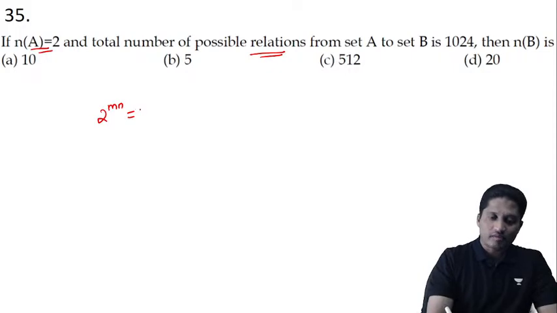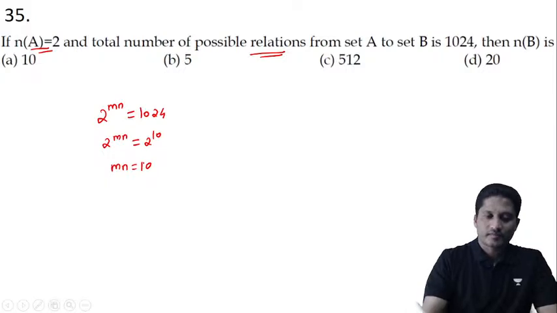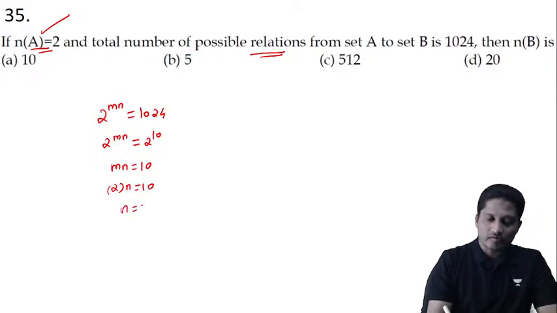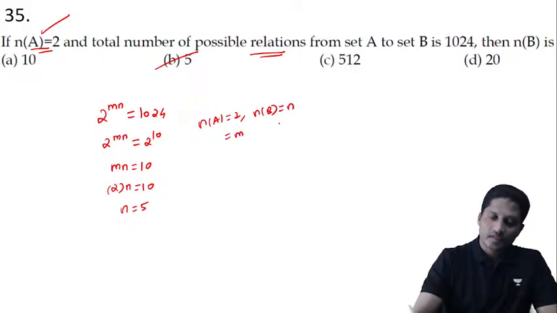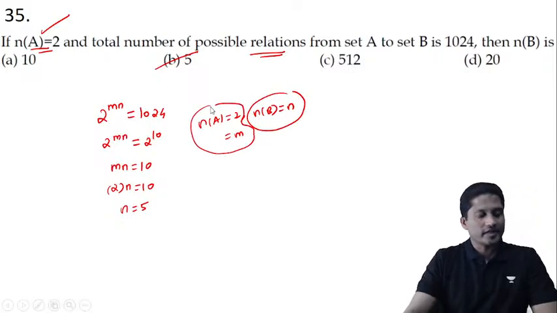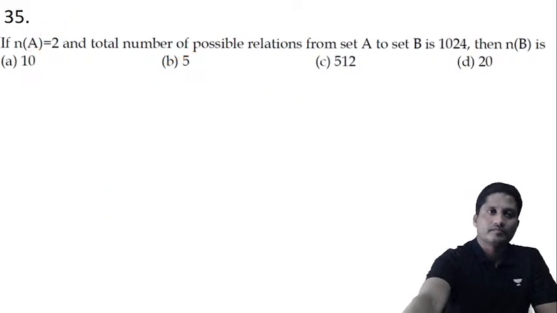It is given in the question total number of relations is 1024. 2 power mn is equal to 2 power 10, since 2 power 10 is 1024. If I equate, you get mn is equal to 10. It's already given that set A contains 2 elements. 2 into n is equal to 10. So n is equal to 5. That's the answer, guys. I'm taking n(A) equal to 2 as m and n(B) equal to n, so m is equal to 2 and n should be equal to 5 only.